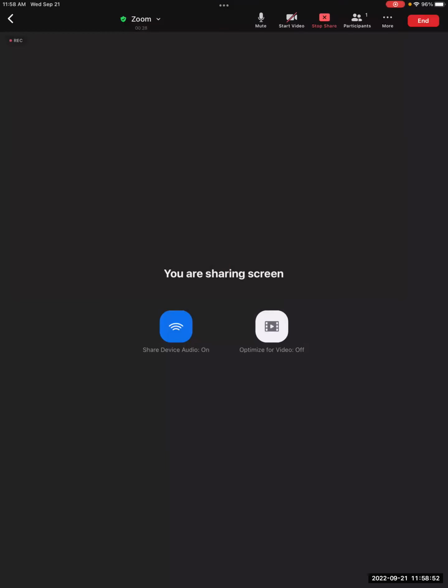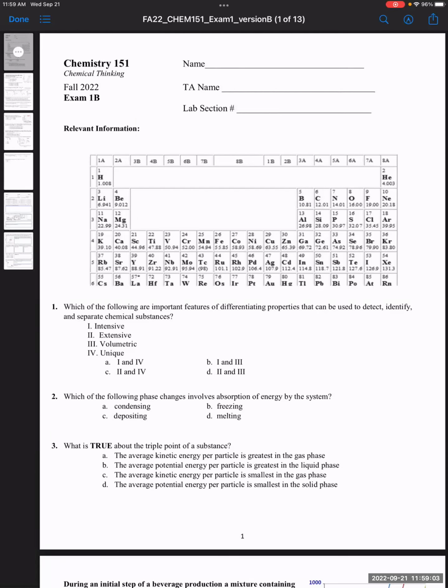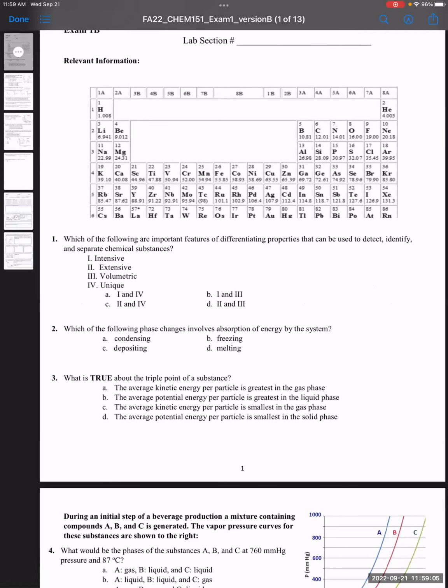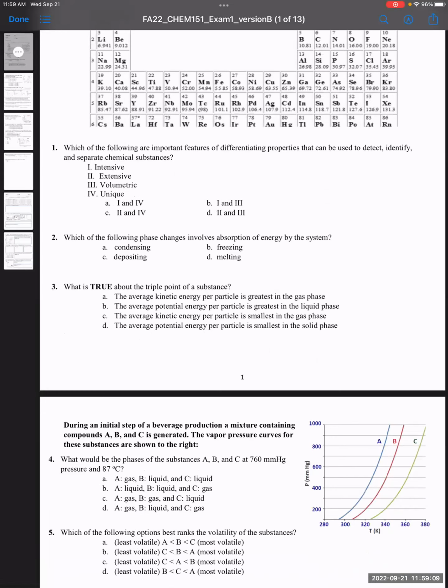All right, let's go over some questions from our Unit 1 exam. Start here. Okay, so first question, which of the following are important features of differentiating properties that can be used to detect, identify, and separate chemical substances?